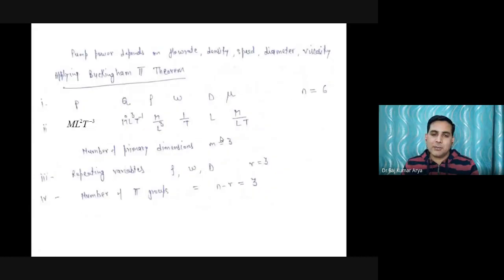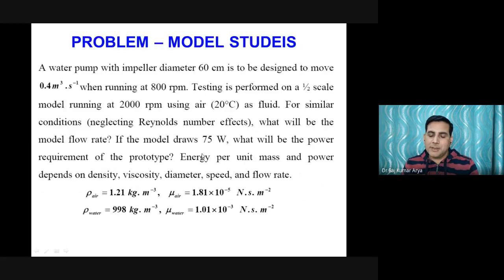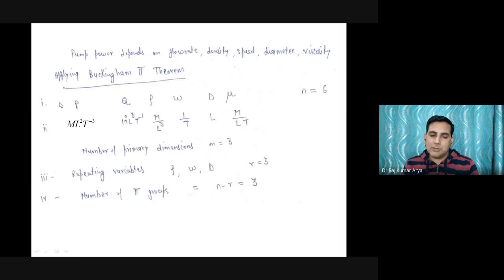So that is your first part here. First you wrote your power, then energy per unit mass, then your flow rate Q. Then you wrote density, omega, your diameter, and your viscosity, right? There was one more parameter here, the energy per unit mass. You can take that parameter also here, E, which I have not taken. Excuse me, sir.